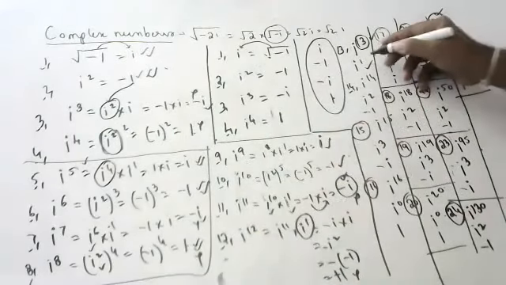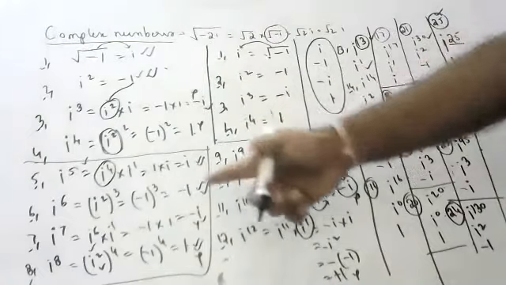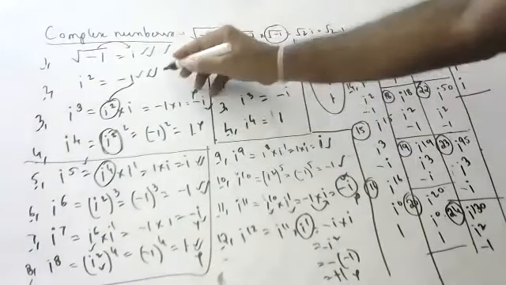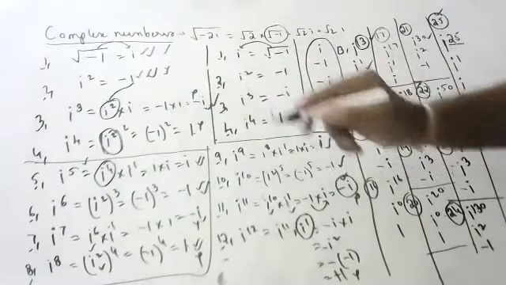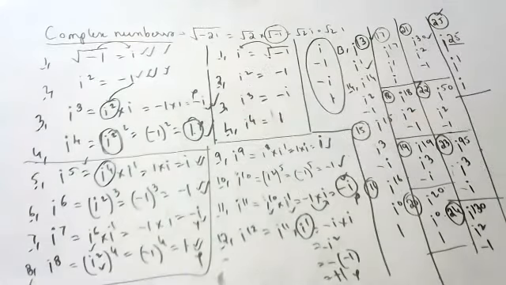If you see i to the power of 13 also, children, it keeps on repeating. That's why we have to use this method. After every 4 numbers, it is repeating, that's why divide with 4. If 1 is the remainder, this is the answer. If 2 is the remainder, this is the answer. If 3 is the remainder, this is the answer. If 0 is the remainder, 1 is the answer.